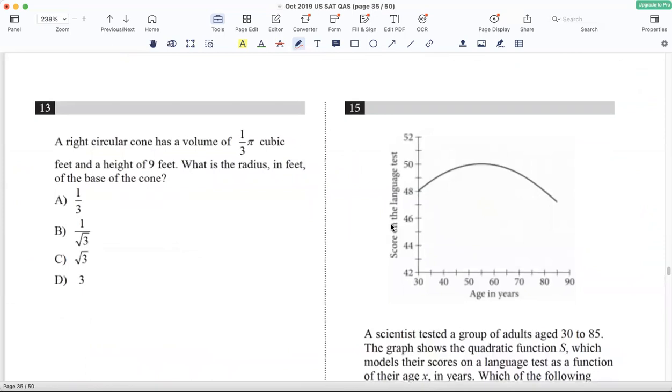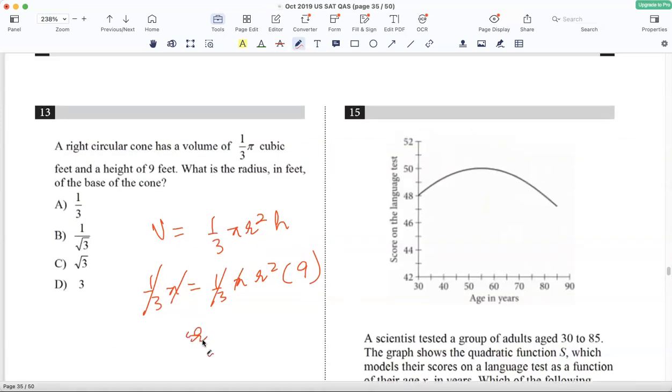A right circular cone has a volume of 1 by 3 pi cubic feet and a height of 9 feet. What is the radius of the base of the cone? So the volume of a cone is 1 by 3 pi r squared h. So that's 1 by 3 pi is 1 by 3 pi r squared into 9, because the height is 9. So 1 by 3 pi and 1 by 3 cancel. So r squared is 1 by 9.